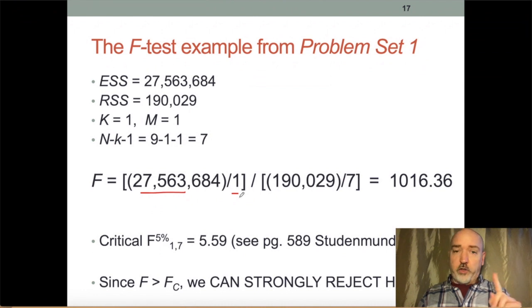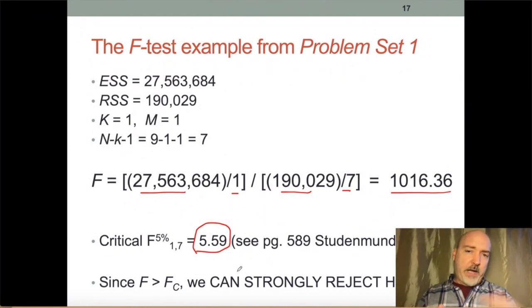We've got one coefficient, and we set it equal to 0 in the null, over RSS over N minus K minus 1, and we plug that into our calculator, and we get a whopping 1016.36. What does that mean? Well, it's way above the critical value, which is about 5.5.